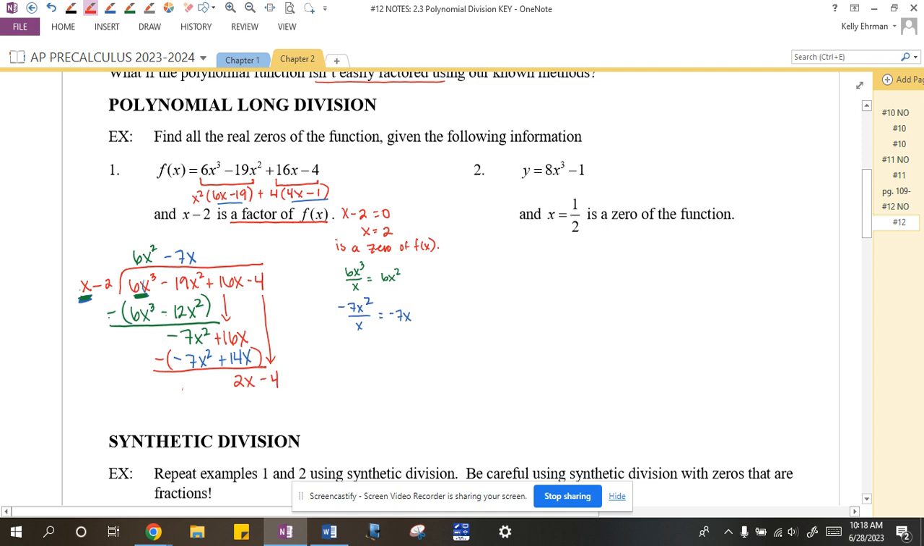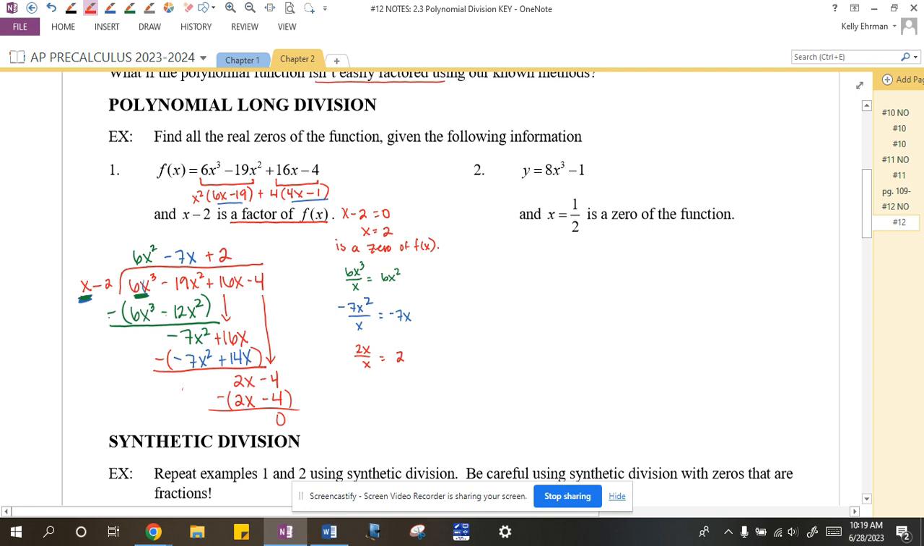What would we multiply x by to get 2x? 2. Or in other words, what's 2x divided by x? 2. Make sure you're writing, if it's positive, a plus 2 in front of that. If your result is negative, a minus. And then multiply 2 times x minus 2. You get 2x minus 4.